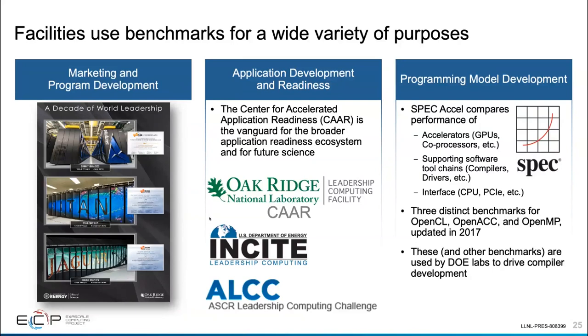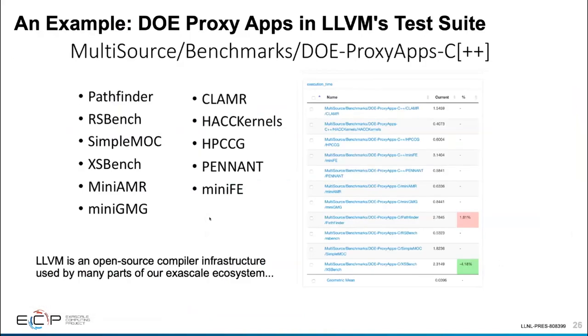They're used for application development and readiness. For example, at Oak Ridge, they have their Center for Accelerated Application Readiness, and they use benchmarks in helping to decide which applications to choose and also for forward-looking kinds of studies. And finally, benchmarks get used for programming model development. For example, at Oak Ridge, they make heavy use of some SPEC benchmarks, the OpenCL, OpenACC, and OpenMP benchmarks, along with some other benchmarks to drive compiler development. Hal Finkel at Argonne has also taken some of the DOE proxy apps and introduced them into the LLVM test suite to help make sure that we can compile things, that we get the performance we're expecting, and it's just become now a standard part of the LLVM development process.